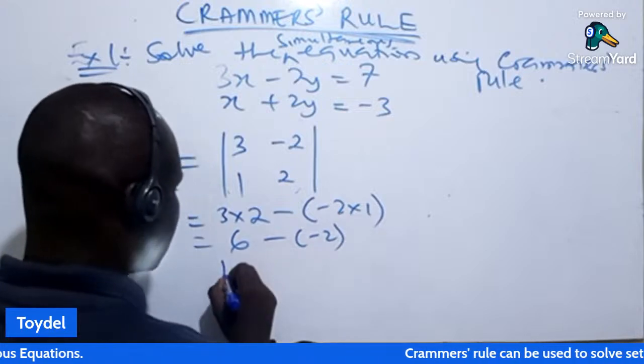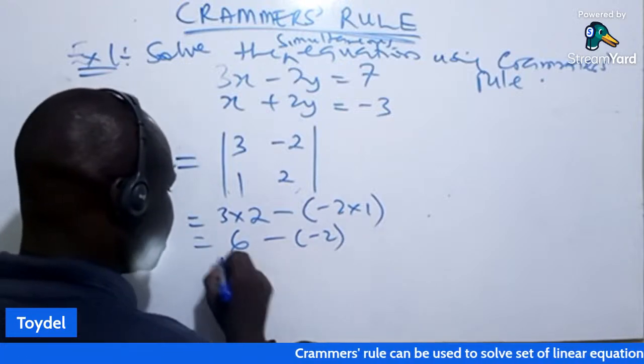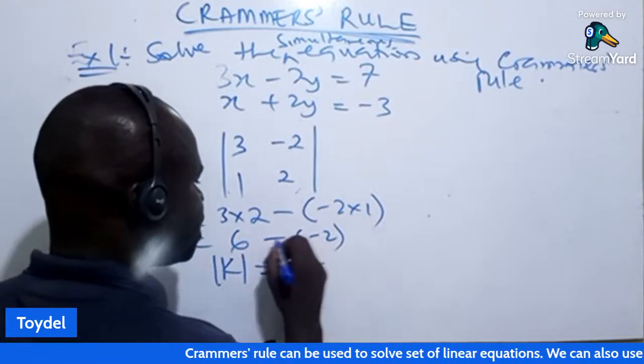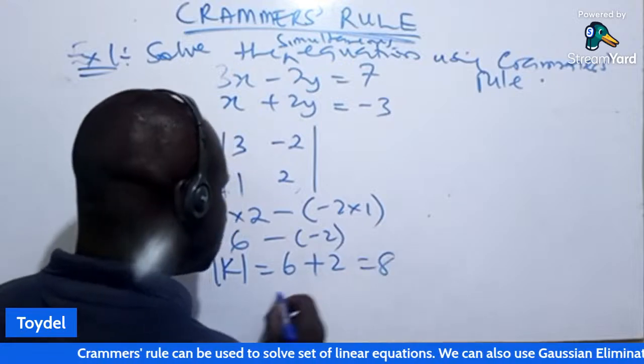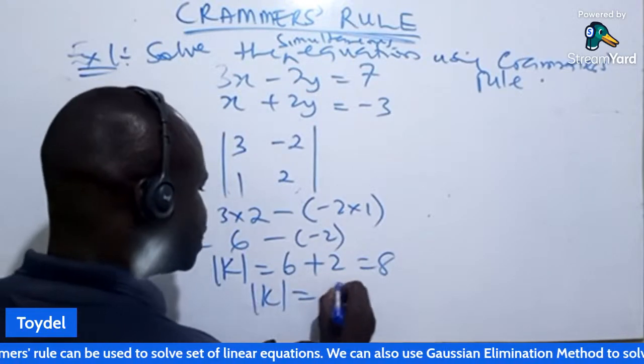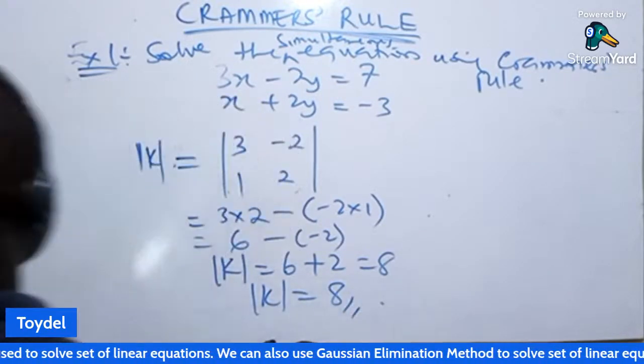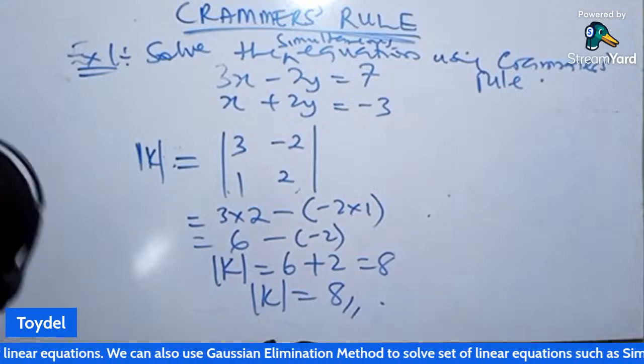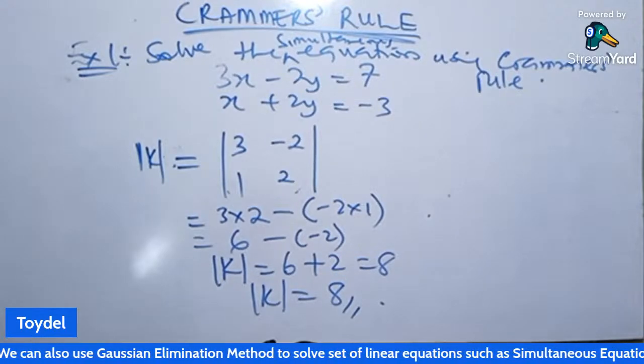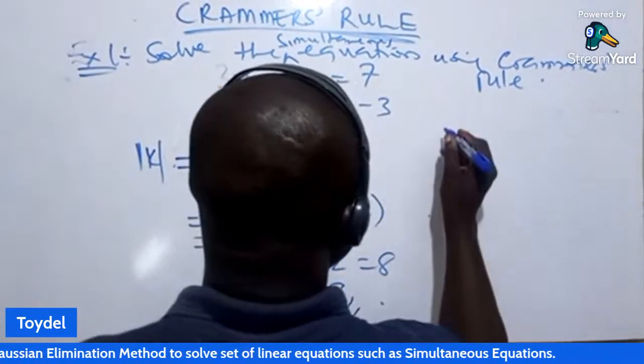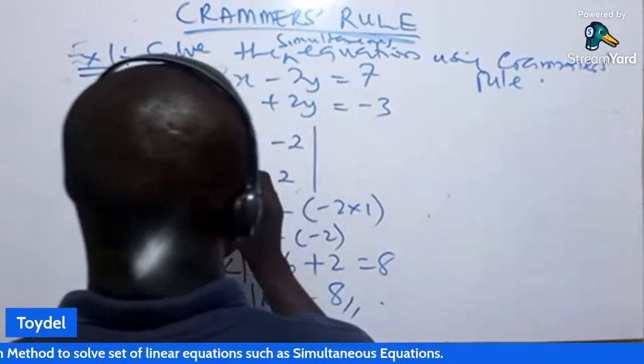So we are going to have the determinant of k to be equal to 6 minus x minus x plus 2, equal to 8. So the determinant of the constant is 8. That's the first step that we do. Once we know the determinant of the constant, then we go ahead and find the determinant of x. This is what we do.